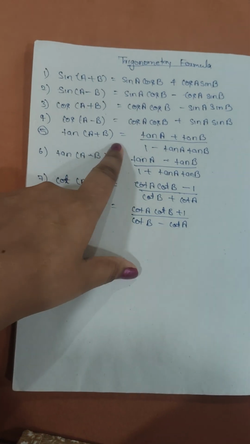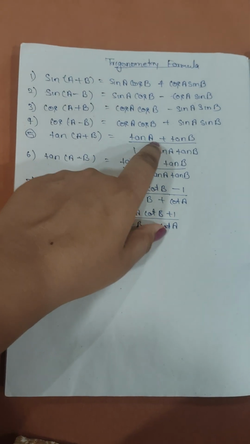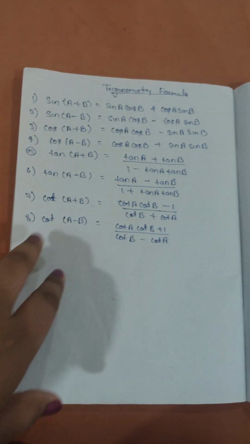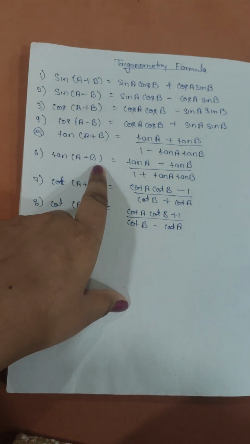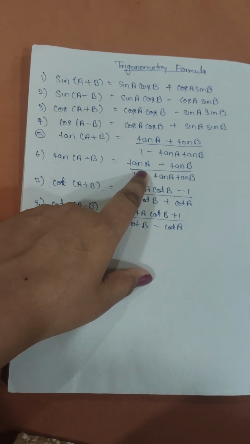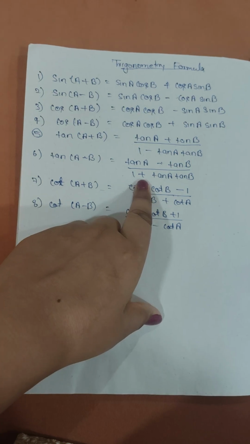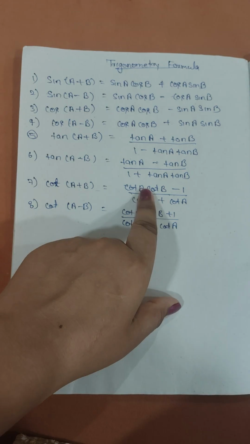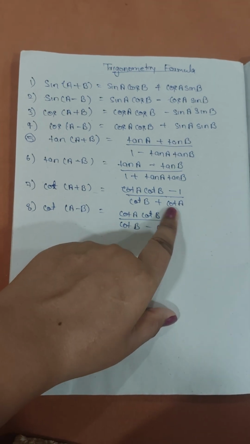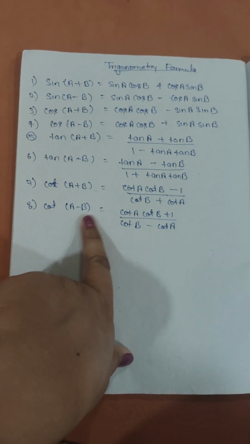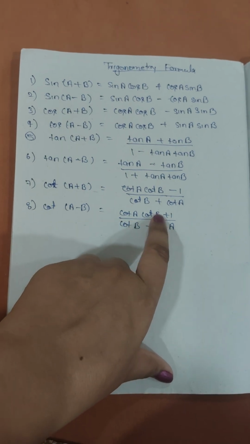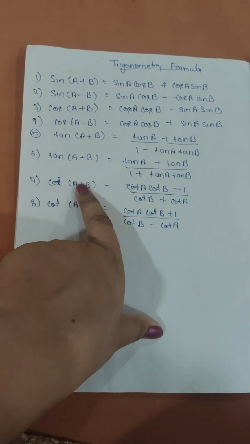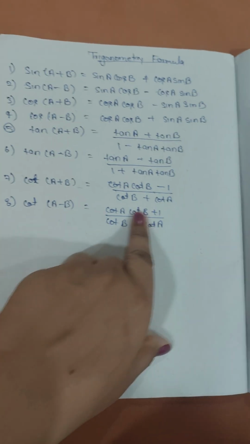Now tan(A+B) formula will be tan A plus tan B upon 1 minus tan A tan B. If it is tan(A−B), then the formula is tan A minus tan B upon 1 plus tan A tan B. Cot(A+B) equals, students, cot A cot B minus 1 upon cot B plus cot A. If it is cot(A−B), then the formula will be cot A cot B plus 1, with the signs reversed.